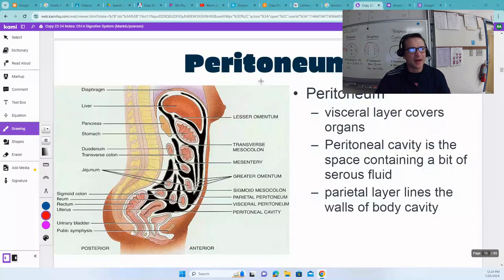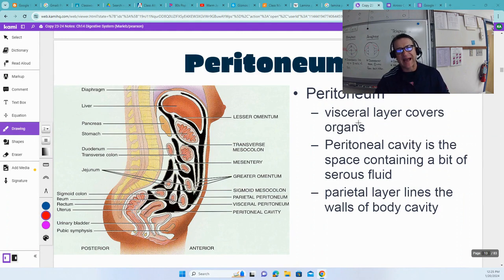All right, so we're on to the peritoneum. So remember, the tissue that surrounds the heart from Unit 1 was called the pericardium. The tissue that surrounds the lungs is called the pleura. And the tissue that surrounds your abdominal organs is called the peritoneum. So it's made of three layers.